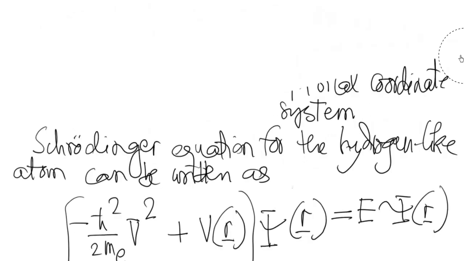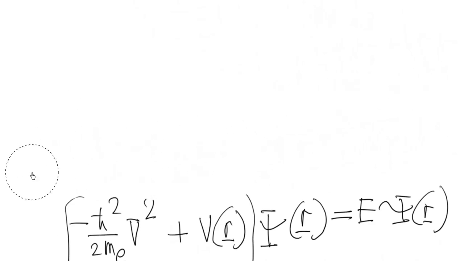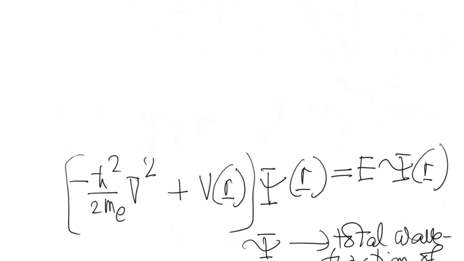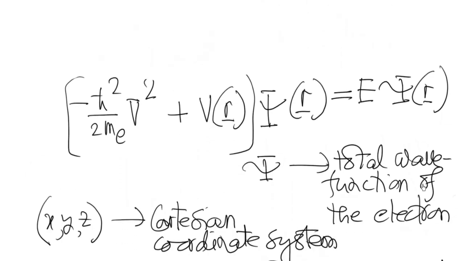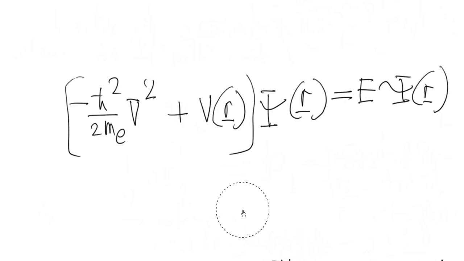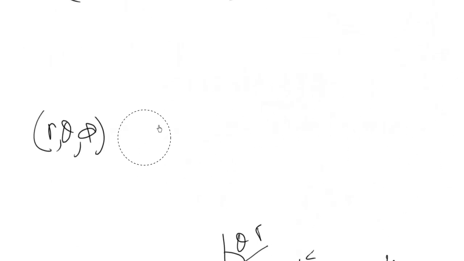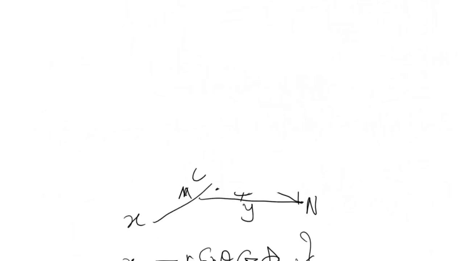Now the Schrödinger equation, this equation we are going to convert to the spherical polar coordinate system, because the hydrogen-like atom is spherically symmetric, particularly in the s orbital it is spherically symmetric. So it's easy to solve this equation if we convert it into a spherical polar coordinate system.